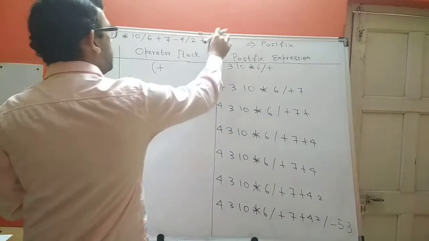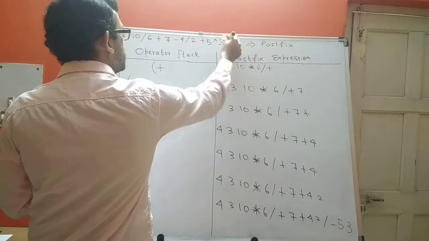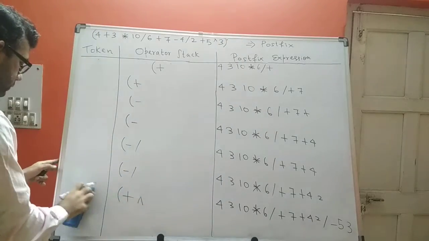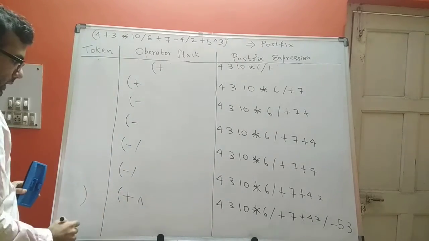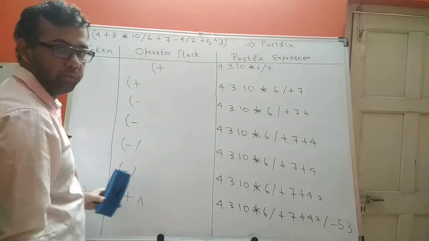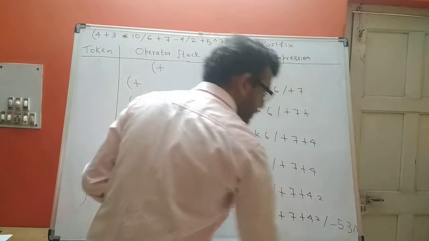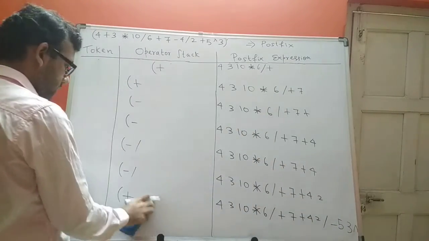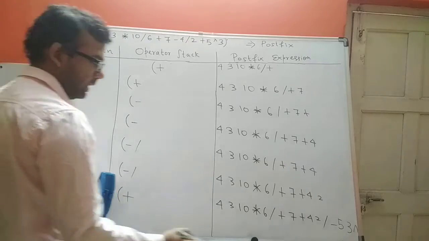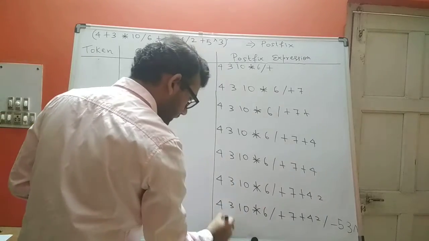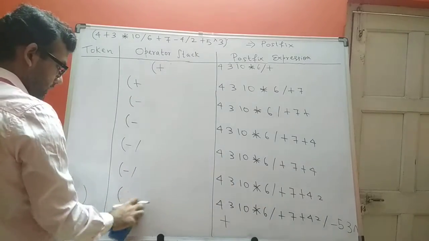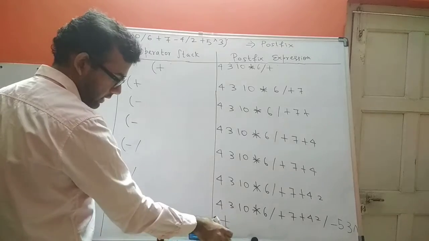And finally, what do I get? I get a closing parenthesis, which is my last token. So I keep on popping from the stack. First, I'll pop exponentiation. Now exponentiation is gone. Then I'll pop plus. I don't have space here, so I'm writing it here. Next I pop plus and I add it to my postfix expression here.